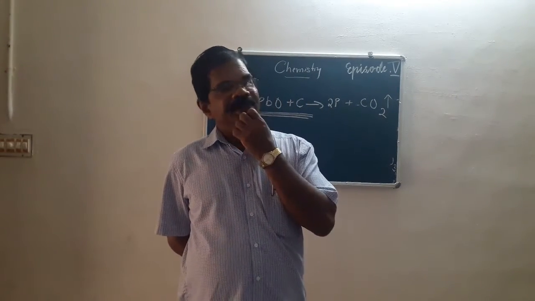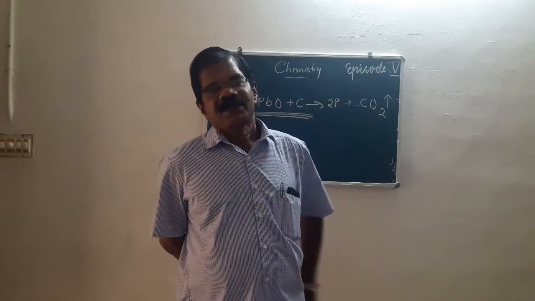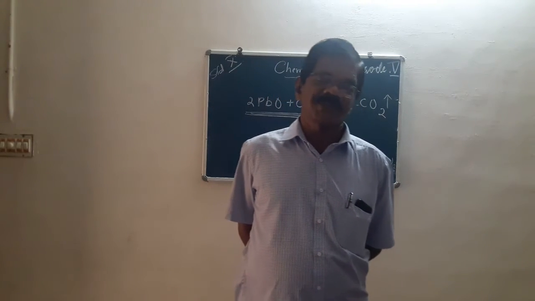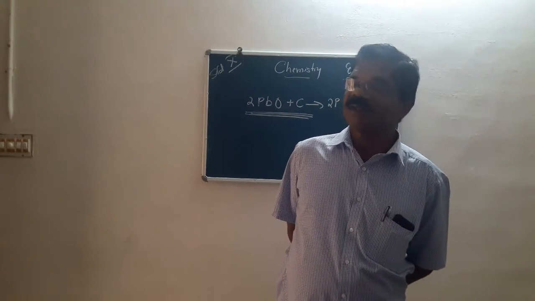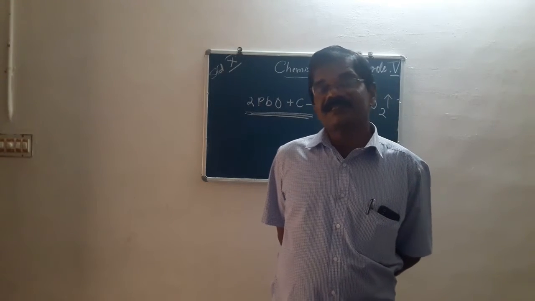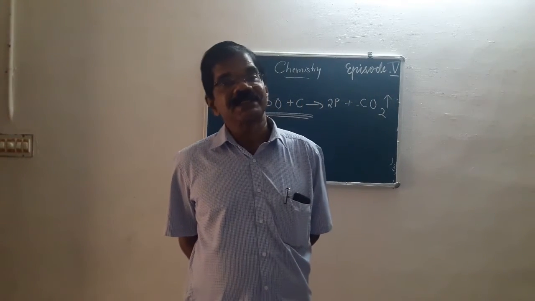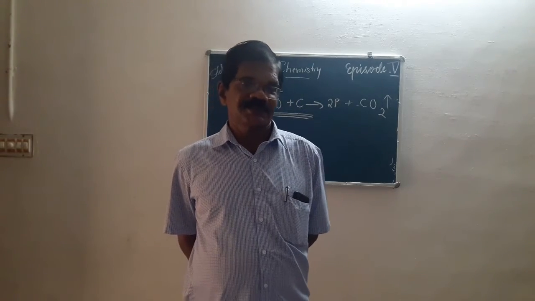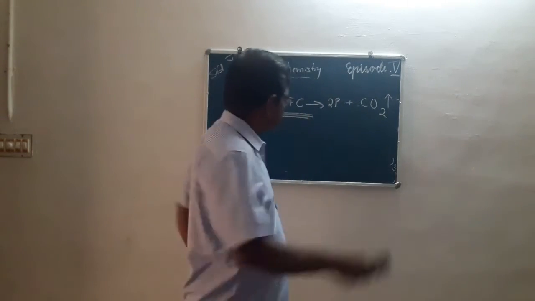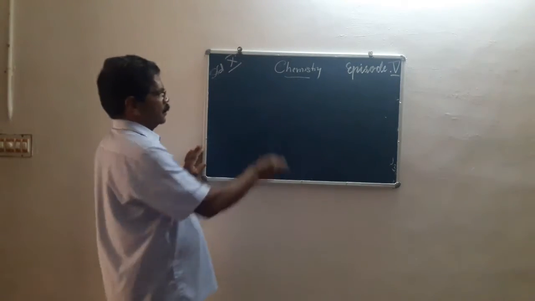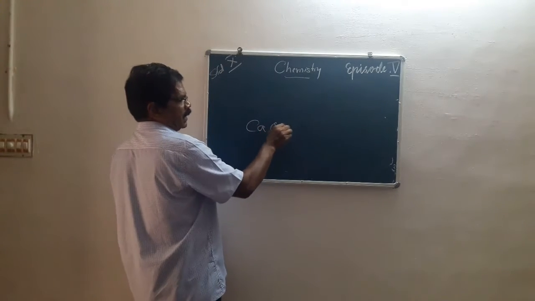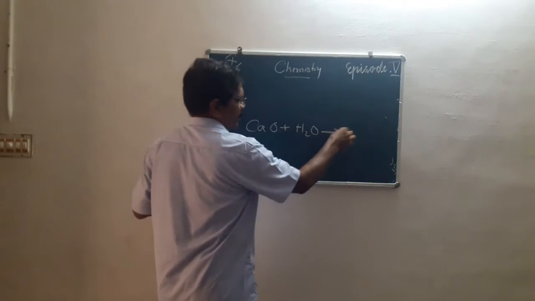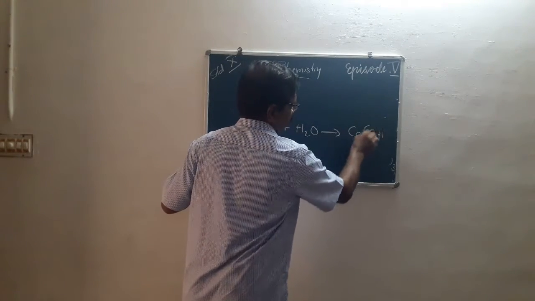Similarly, we use some chemical names there. Calcium carbonate on heating decomposes to calcium oxide and carbon dioxide. Calcium carbonate plus heat gives calcium oxide and carbon dioxide. This is an endothermic reaction. This calcium oxide, taken in a beaker, when water is added, changes to calcium hydroxide.